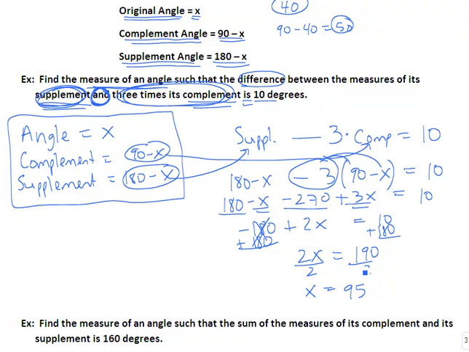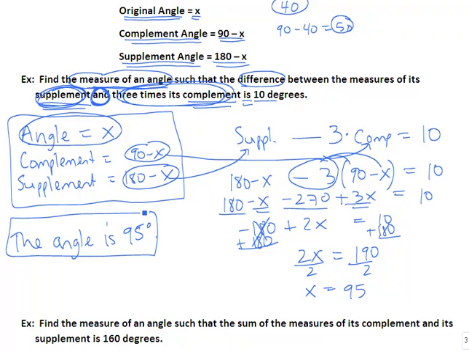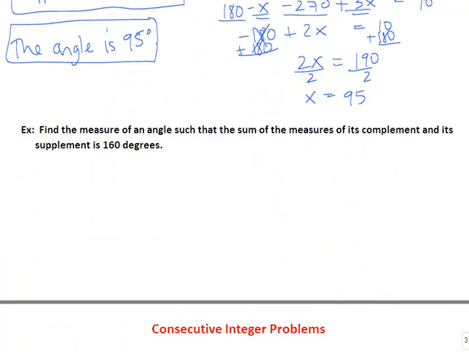To finish it off, what are we looking for? In this problem, we were looking for the measure of the original angle, not the complement or the supplement, but the actual angle itself. So in these complement-supplement problems, usually you are looking for just x. So my final answer would be the angle is 95 degrees, whatever x was. And there's my solution. Okay, these are pretty tricky, so let's try another one.